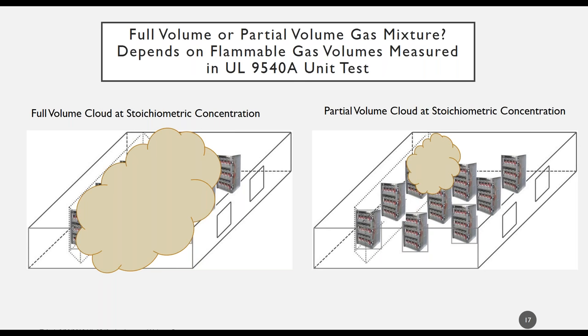On the right, you see a partial volume deflagration gas cloud due to a more limited amount of flammable gas being generated by one or more modules. But the same issue applies: how much vent area do we need, and what are the other vent parameters to prevent structural damage from the subsequent delayed ignition of these gas clouds? Next, please.